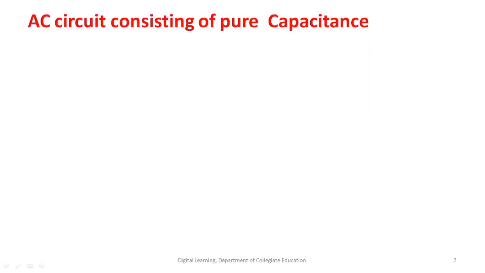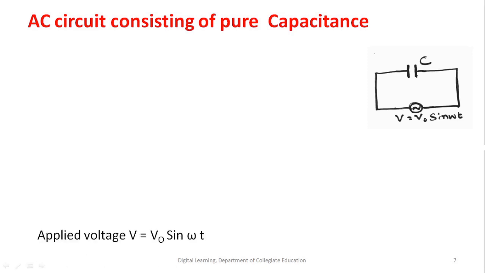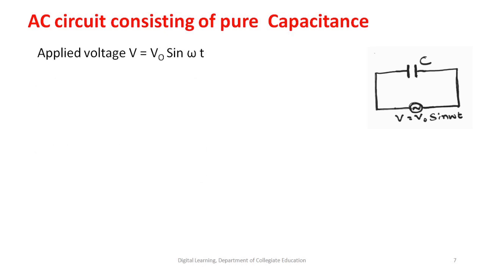Circuit consisting of capacitance. Consider the circuit in which AC voltage is fed to a capacitor. Then the applied voltage will be given by V is equal to V naught sine omega t. So the graph of V versus I is represented like this.